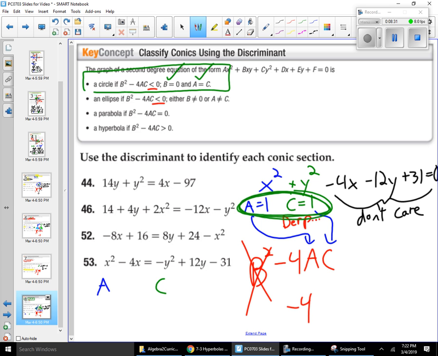So discriminant is a very fast way to check what kind of conic you're working with. We didn't do any hyperbola examples, but just keep in mind what you're looking for there is a positive number. In order to get a positive number, A and C have to be opposite signs. So you'll get an example of that on the practice, but just keep in mind it's really quick.